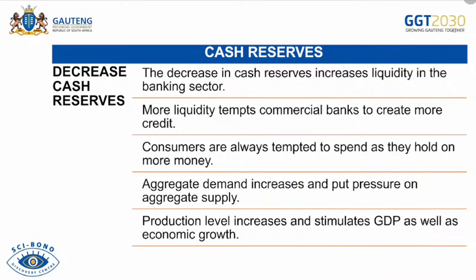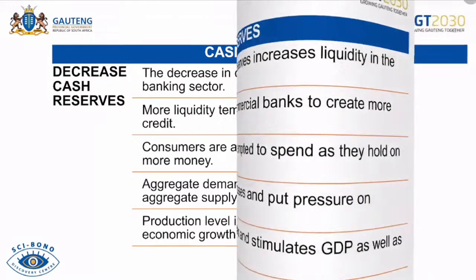So consumers are always tempted to spend if ever they happen to get money. So aggregate demand will increase and production levels will increase, which will lead to more GDP and economic growth if ever cash reserves have been reduced.